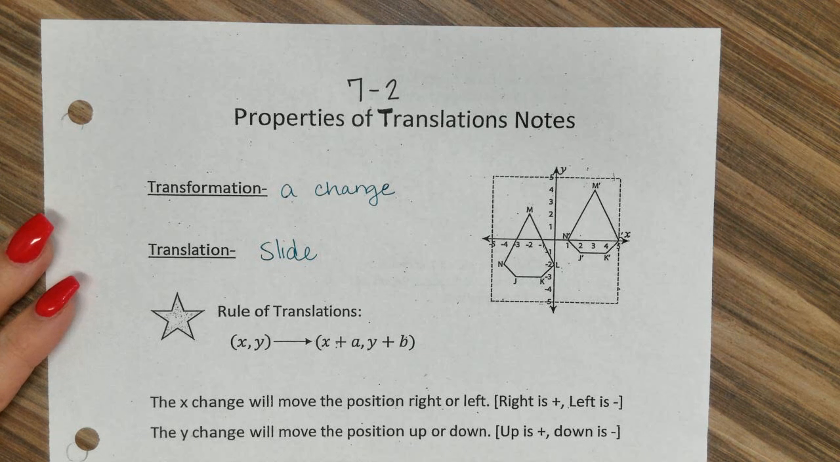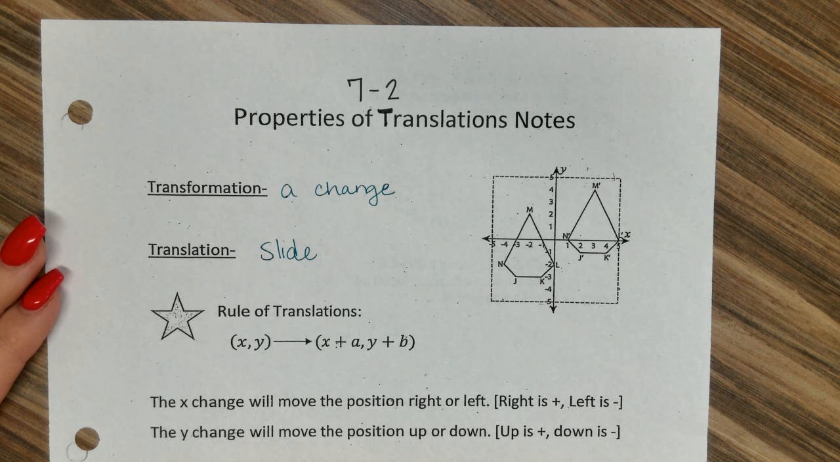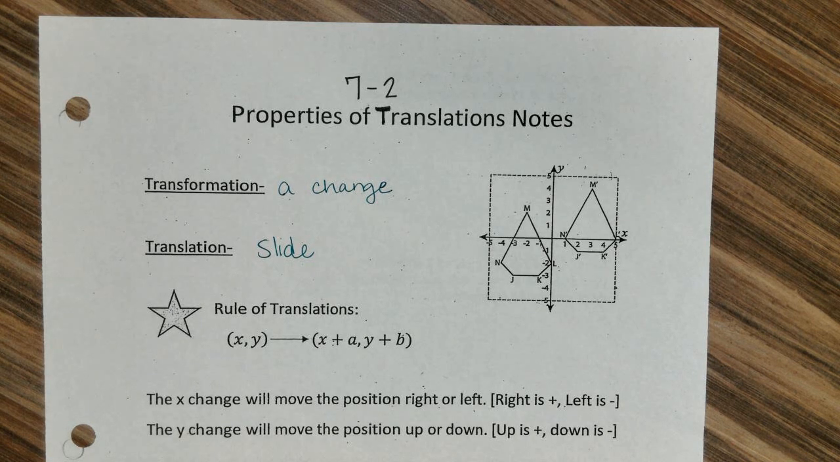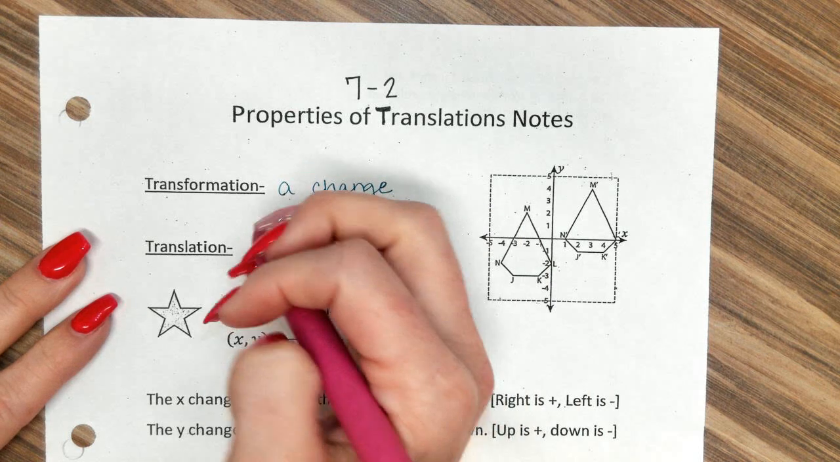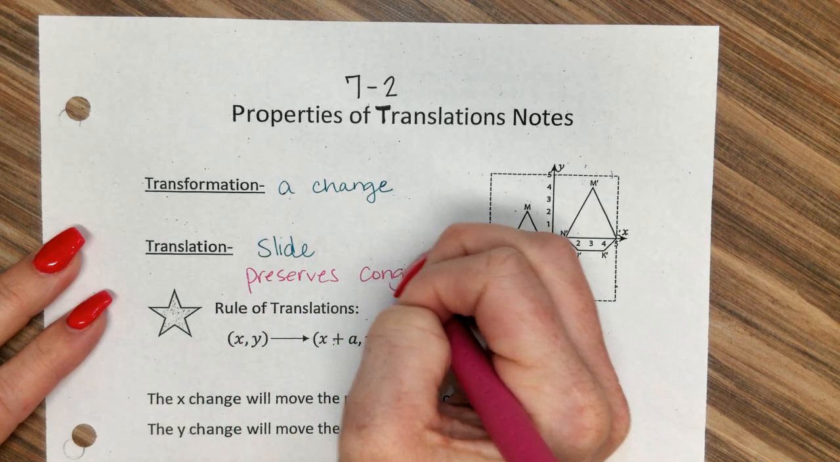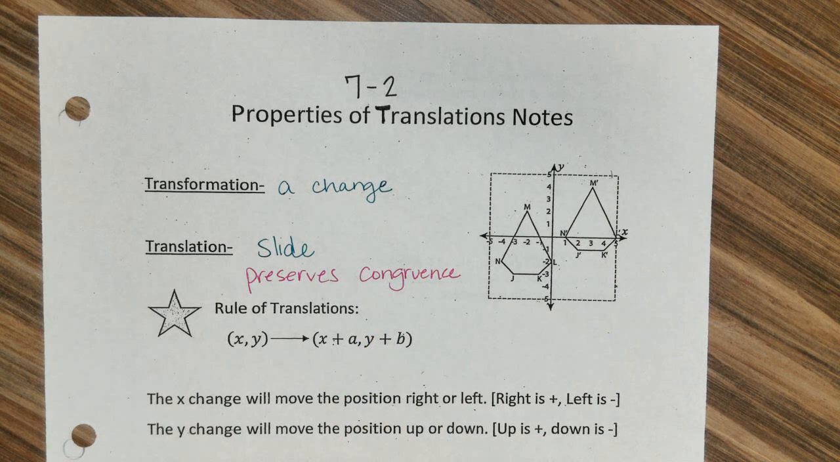It does not change the size, and it does not change the shape of the figure. What was the words we used to say that? They were like fancier words. Preserve. Congruence. Very good. It preserves. So right here, write that. It preserves congruence. That's the academic words that it will use on the STAR test. And it just means it keeps it the same. Same size, same shape.